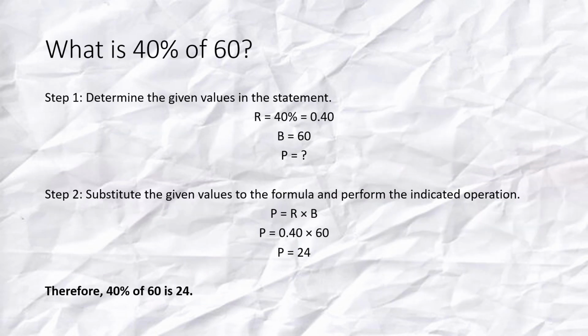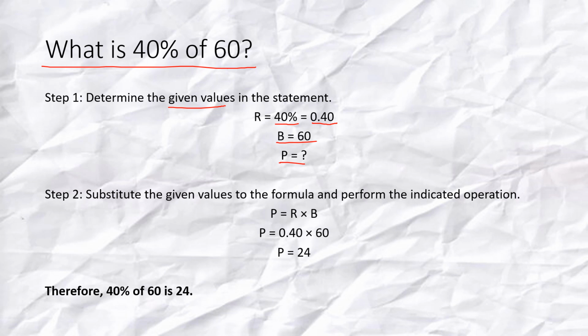Next, let's try another example. What is 40% of 60? Again, you have to determine first the given values in your given statement or in a given problem. In this case, the given rate is 40%. In decimal, that is 0.40. The base is 60, and the percentage is unknown or missing.